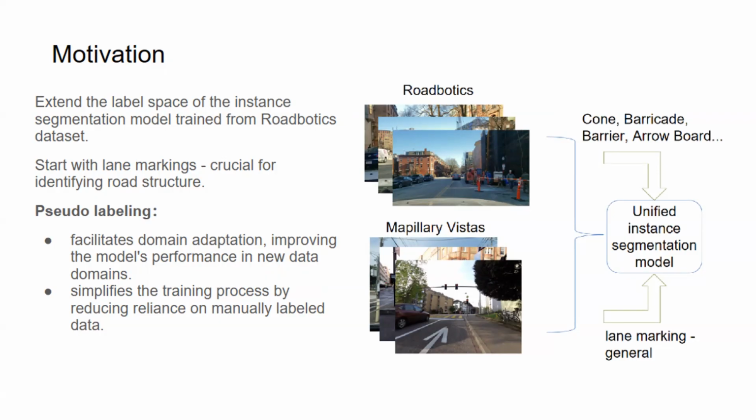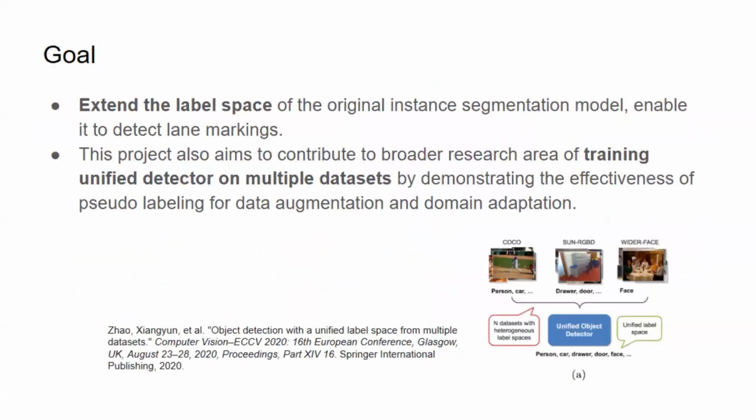The goal of our project is to extend the label space of the original instance segmentation model, enabling it to detect lane markings. And this project also aims to contribute to a broader research area of training a unified detector on multiple datasets.